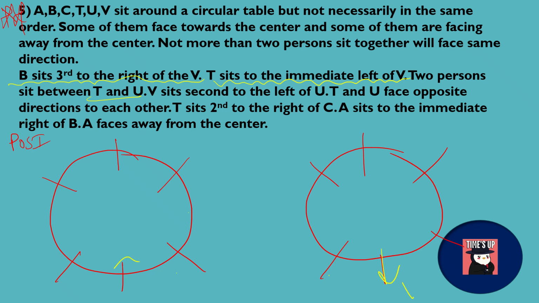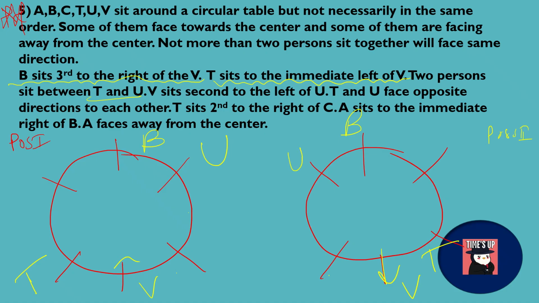Facing north, this is facing. So V will be here. Then 1, 2, 3, B will be here. T sits to the immediate left of V. That means here. And in this case, it will be here. Correct? Next, 2 persons sit between T and U. 1, 2. U will be here. And in the second possibility, U will be here.